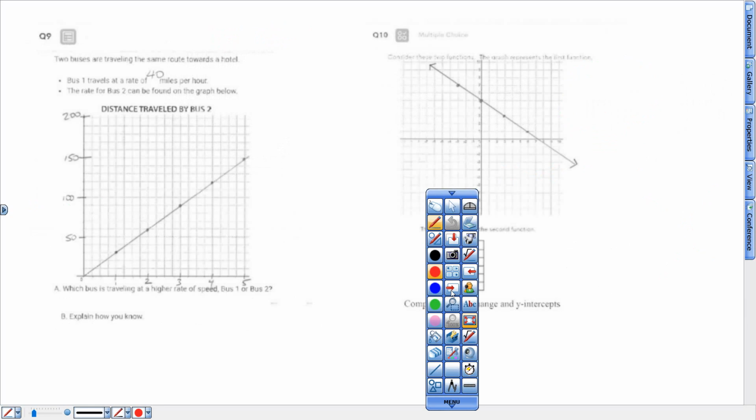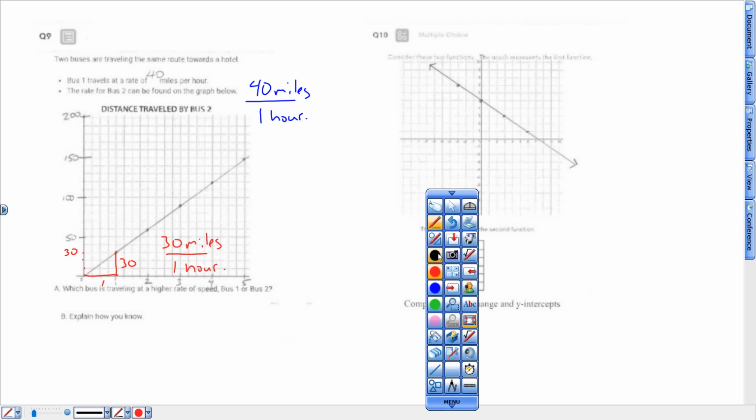Next word is red. Red. All right, this one, comparing. If I go bus 1, that is 40 miles for every 1 hour. If I look at bus 2 here on this graph, looks like every time I go over 1, I go up 1, 2, 3. So that would be 30. So over 1 here, up 30. That is 30 miles for every 1 hour.